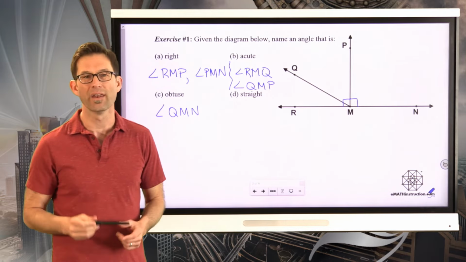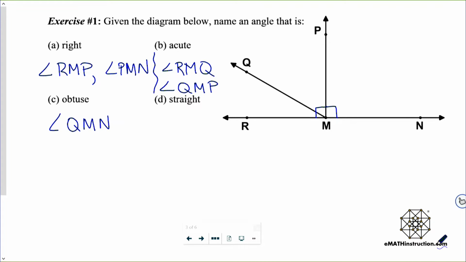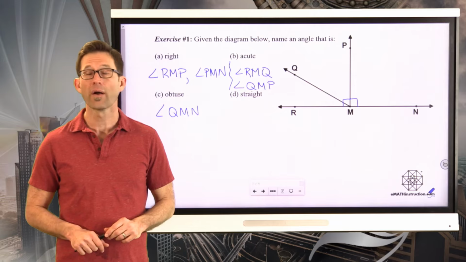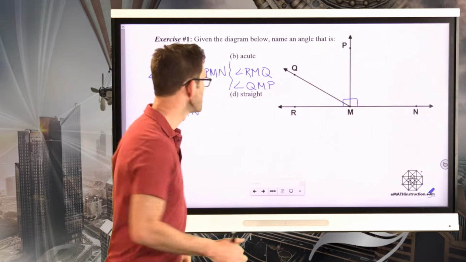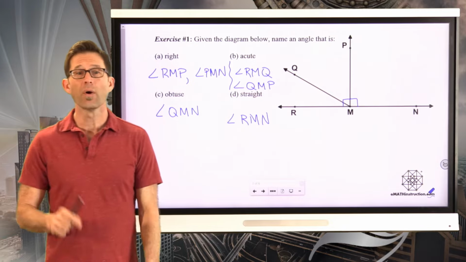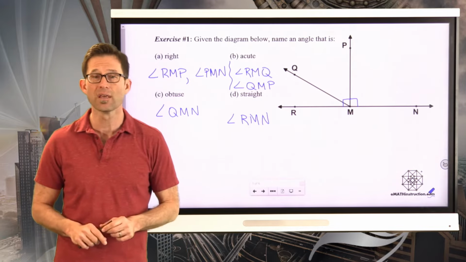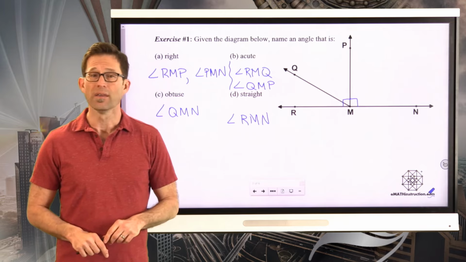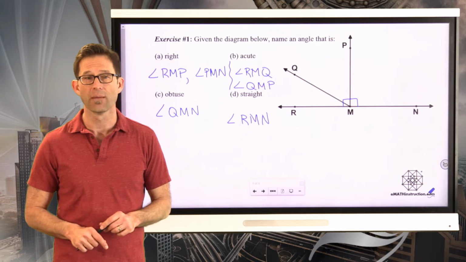And finally, a straight angle. There's only one straight angle in this picture. Go ahead and name that one. All right, well, that's the angle created by ray MR and ray MN. So that is angle RMN. And again, notice, every single one of these angles has letter M, or point M, as the second letter listed, because that's its vertex. You can't name any of these angles with a single letter because all of them have that same vertex.